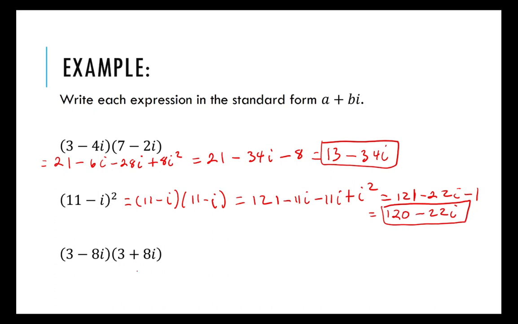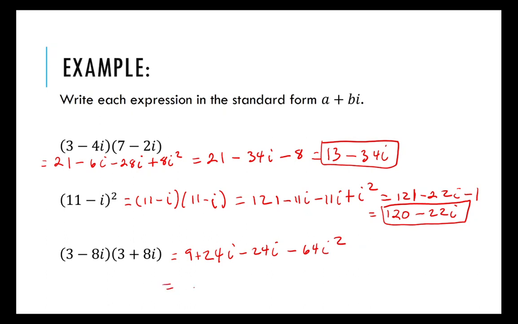3 minus 8i times 3 plus 8i. Notice that this is a product that is the difference of squares. And so if you already know how this jumps because of the difference of squares formula, that's fine. But if you've forgotten, you can just double distribute or FOIL. 3 times 3 is 9. Outer is plus 24i, minus 24i, minus 64i squared.